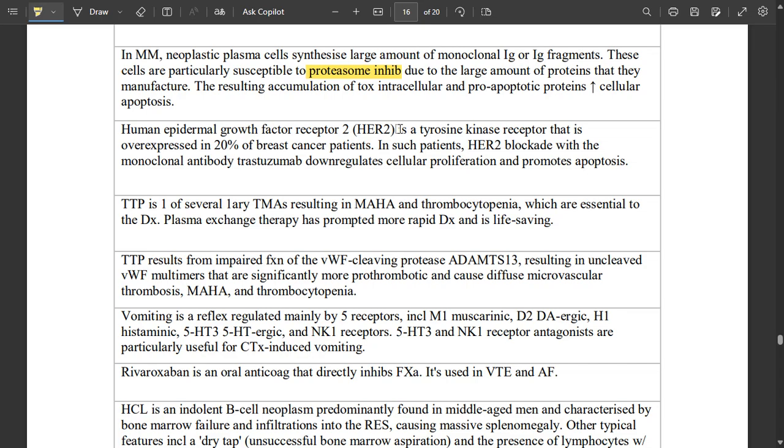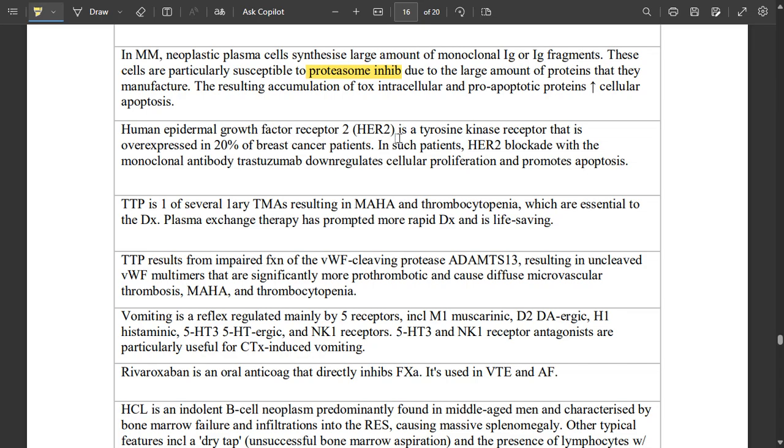Some examples include bortezomib. Bortezomib is such an important proteasome inhibitor, and the proteasome inhibitor example is bortezomib.